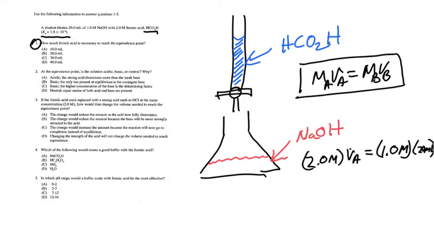Alright, so if we set up the calculation like this, and I'll let you actually do the algebra, if we multiply these two and divide it by 2, it does look like it's going to come out to be 10 milliliters. So the answer for number 1 is A.